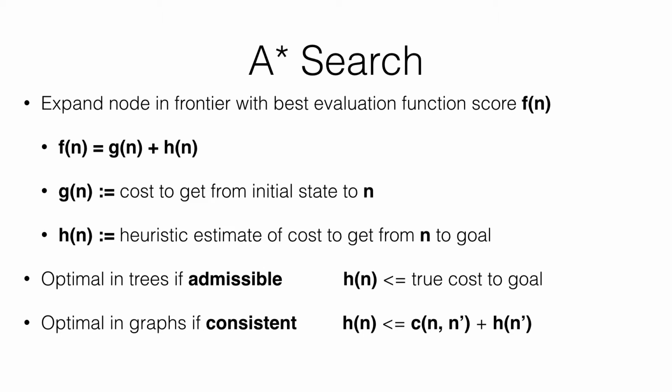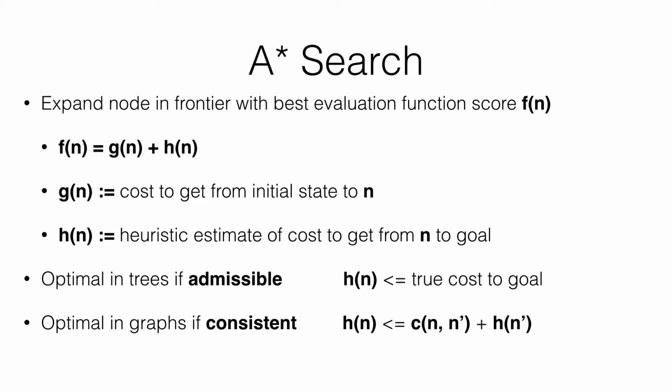So that's this f function that consists of the g and the h functions, where the g is the cost to get from the initial state to n, and h is the heuristic estimate of the cost to get from n to the goal. And when the heuristic is admissible, then A star search becomes optimal in tree search situations, where admissibility is defined as just being an underestimate.